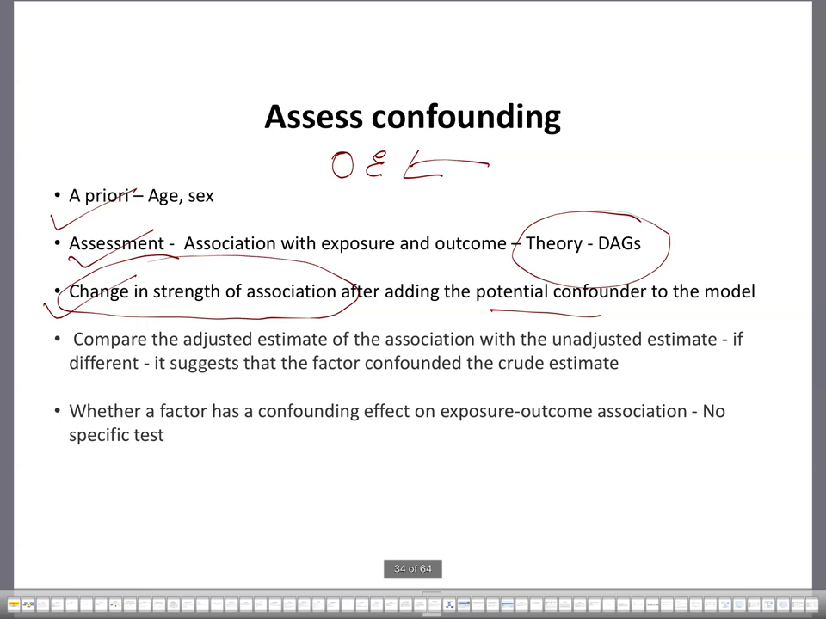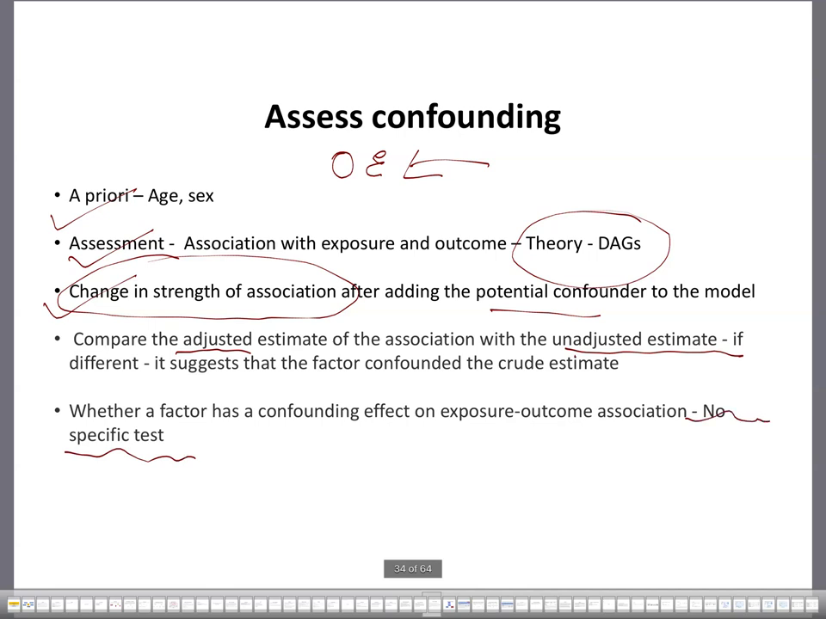If there is a drastic change in the measure of effect, then the variable which you have added is a confounder. It is confounding your association. Or you compare your adjusted and the crude or the unadjusted estimate. As I told you earlier, that also helps you to assess confounders. And a very important sentence, the last sentence, is that there is no statistical test which helps you to identify confounding.